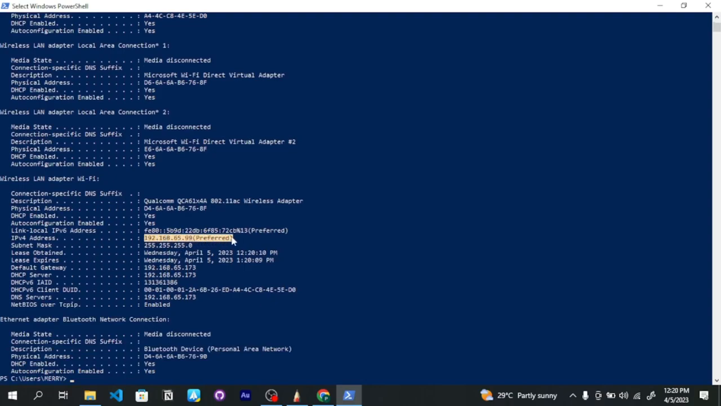This has changed. I'm using a mobile access system right now. I'm not using a private one. So this is a public one. This is also sort of private, but let's just assume this is public. You've seen the difference between those two.